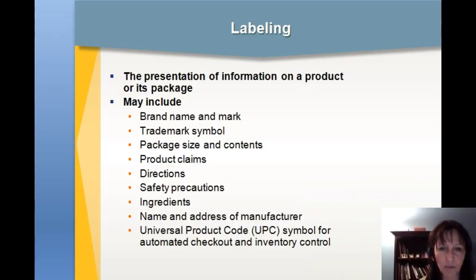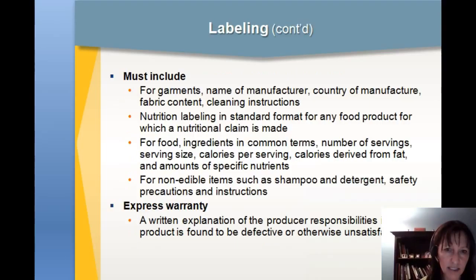Labeling, usually you're going to have the brand and trademark on the label. To some extent, depending on what type of product it is, there are some things that are required. So for garments, you need to have the country of manufacture, fabric content, and cleaning instructions. For food, you need to have some nutritional labeling, and there needs to be certain things that are in common in terms of serving sizes, calories, etc. And labels also often include, they're not required, some sort of express warranty, which is, if you're not completely satisfied with our product, let us know and we'll give it a full refund. Again, not required, but many organizations do.